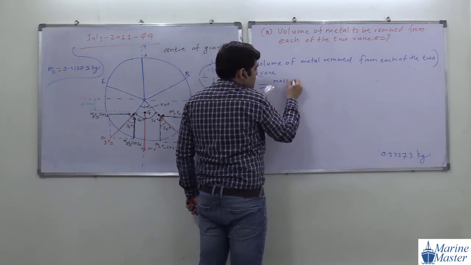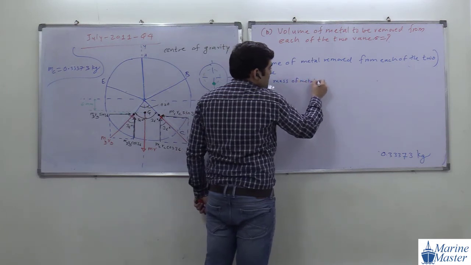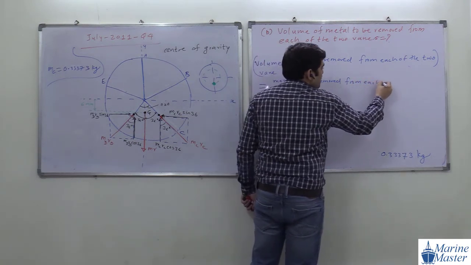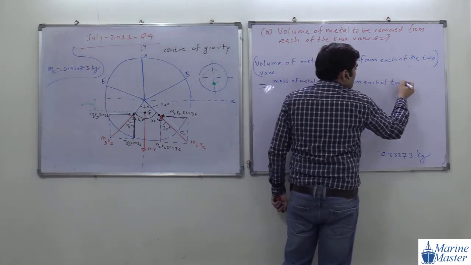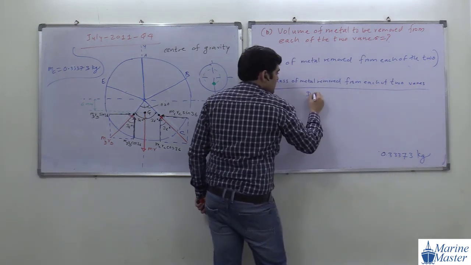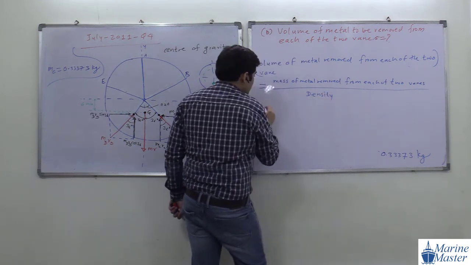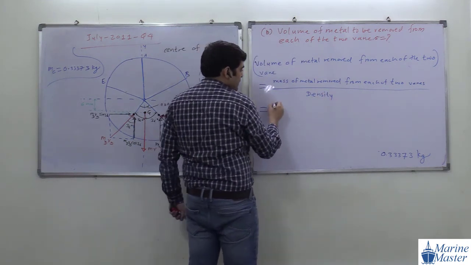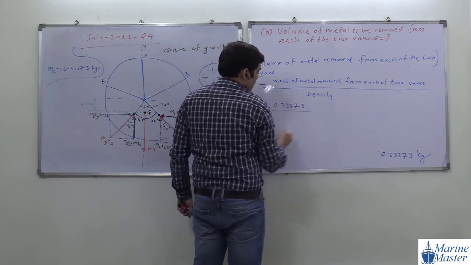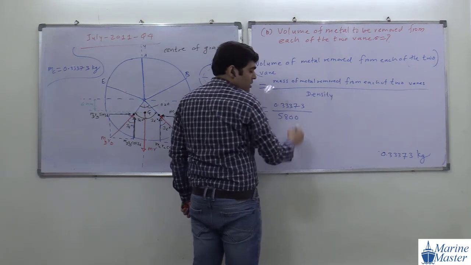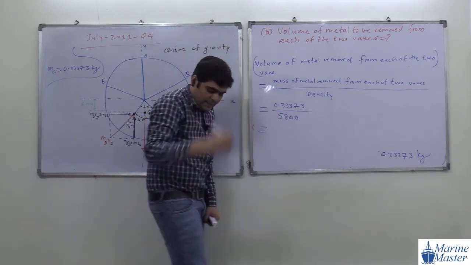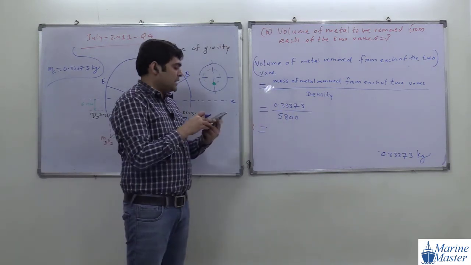Mass of metal removed from each of the two veins divided by density. And how much mass did we remove? 0.3373. And how much density, guys? 5800 or 7800? The density is 5800. Okay, so please everyone do the calculation.